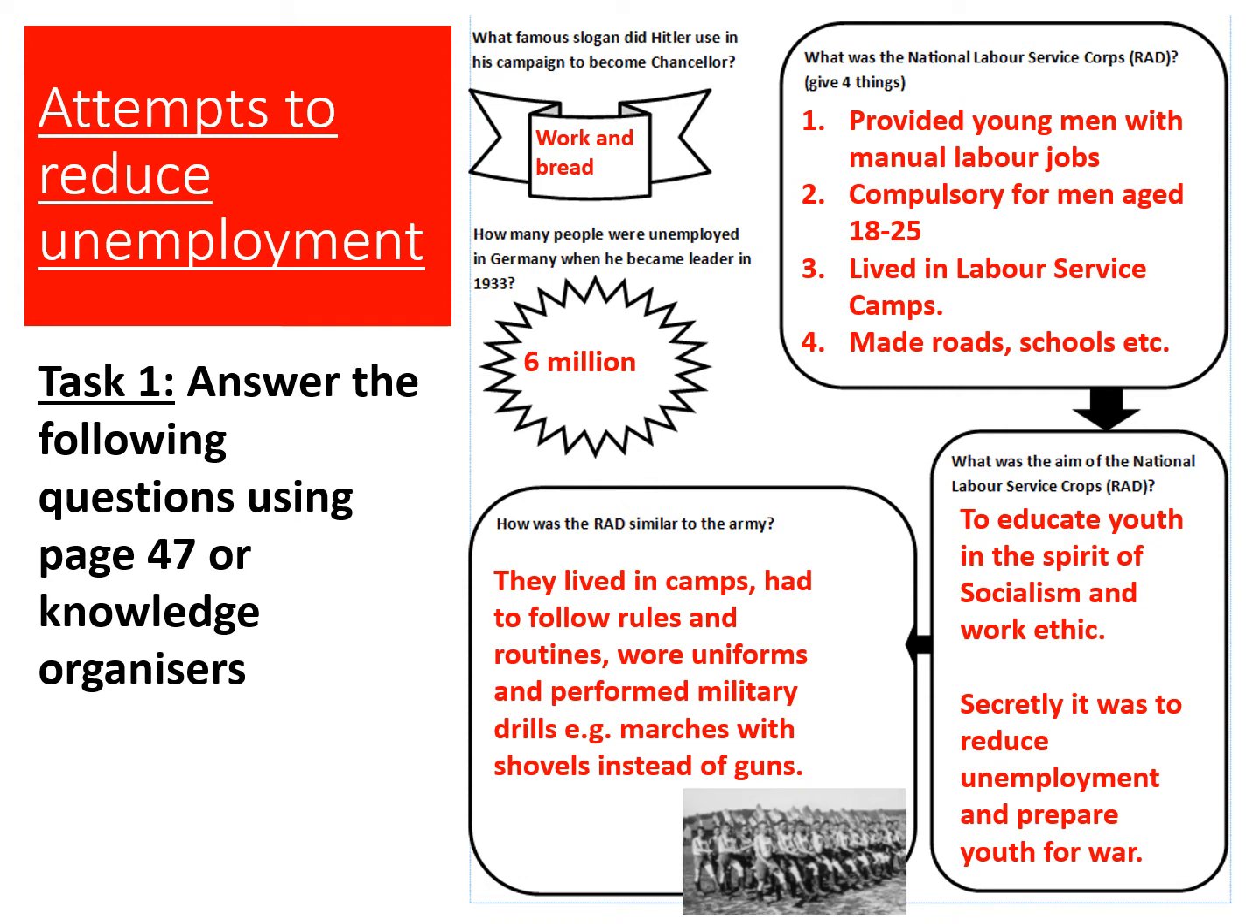So work and bread. One of the first things that he does is he sets up something called the National Labour Service Corps, or the RAD. It's a scheme to give young men jobs, and it was specifically jobs in manual labour, so building, farming, any jobs that are using your hands. It was compulsory for men aged 18 to 25, so you had to join. I think that was from 1935 onwards, as soon as you became 18. And you served for about 6 months.